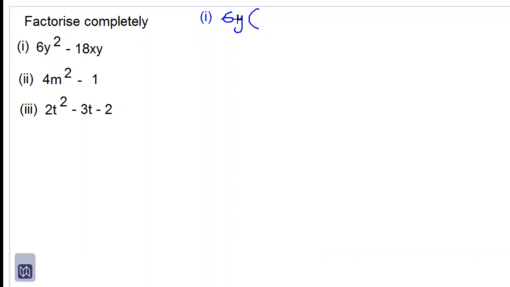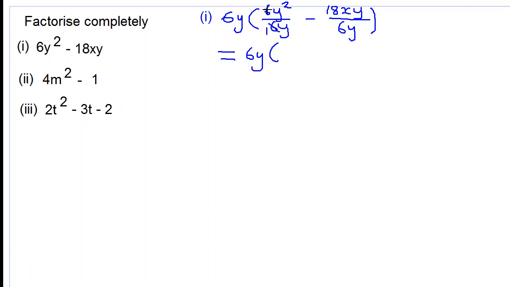So when we factorize out 6y from 6y squared, we can divide 6y squared over 6y, subtract 18xy over this 6y. As you can see, we divide both terms by the HCF. So let us simplify now.